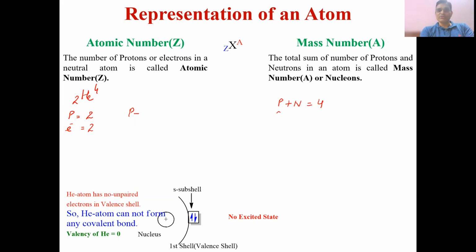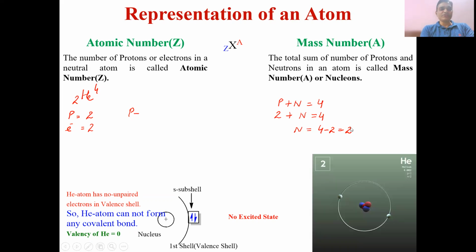The number of protons is 2, so 2 plus n is equal to 4. So the number of neutrons comes out to be 4 minus 2, which is equal to 2. It means in the helium atom, which is a neutral atom, the number of protons is 2, the number of electrons is 2, and the number of neutrons is also 2.